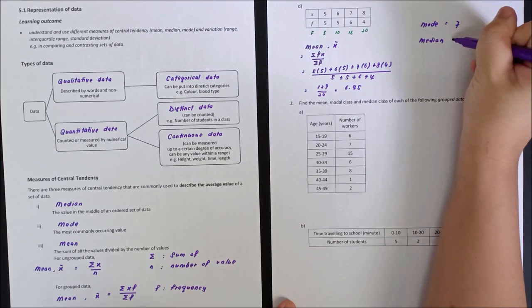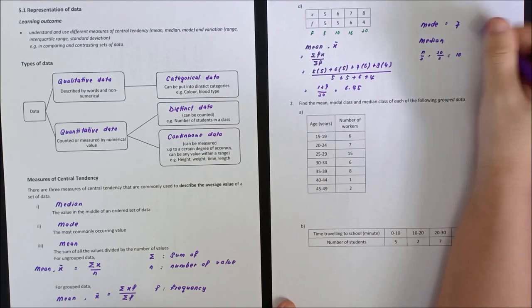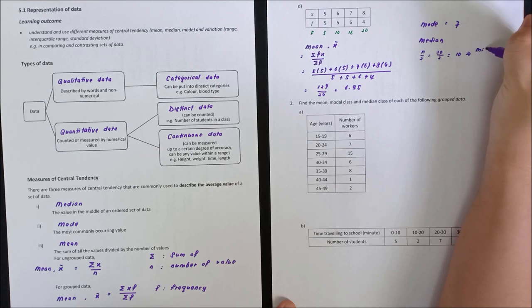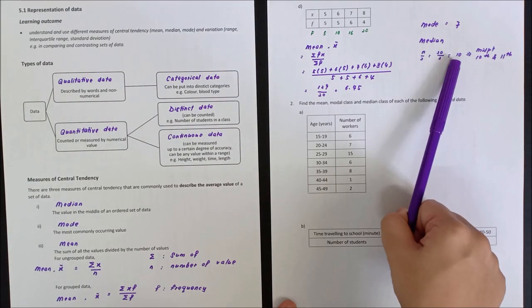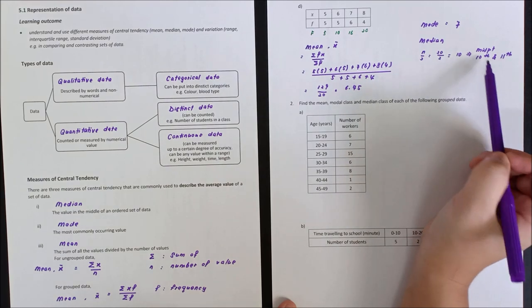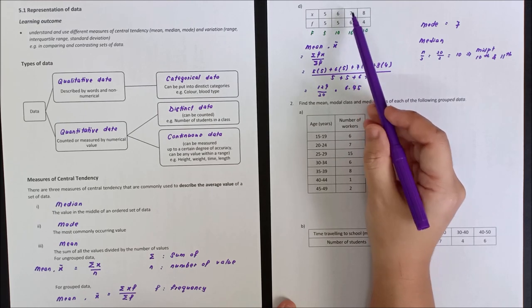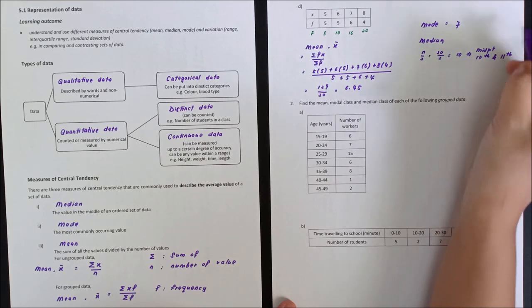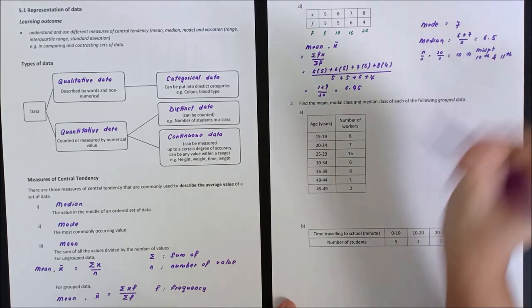Okay, so for the median, n over 2, here it is 20 over 2, which gives you 10. If you get a whole number, it means the median is going to be the midpoint between the 10th value and the 11th value. If you get a non-whole number, you go straight to the next whole number. So for the 10th place, what is the value? The 10th is actually 6, correct? But the 11th is already 7. So the midpoint between the 10th value and the 11th value will be 6 plus 7 divided by 2, and you get 6.5. Is that alright?